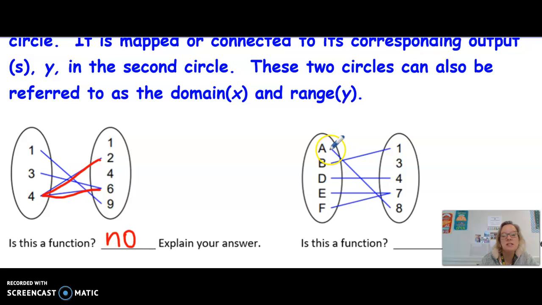But if every single x is paired to just one y, it doesn't matter if they're paired to the same y, as long as each x is only paired with one y, then yes, this is a function. Once again, each x can only be paired with one y. It does not matter if we have two x's paired with the same y, as long as each x is only paired with one y.